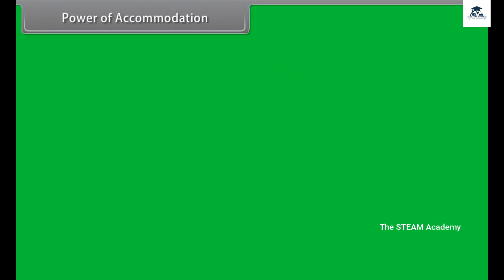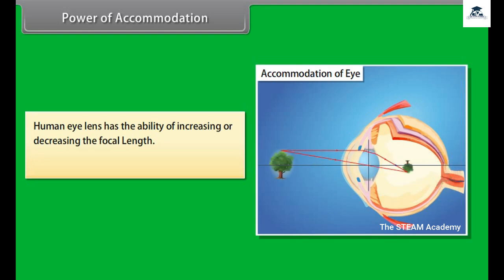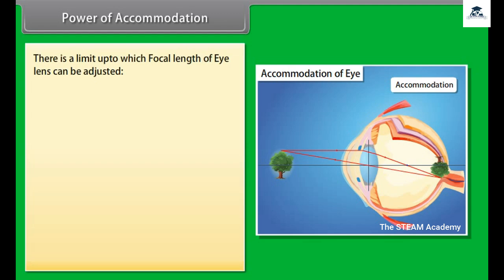Power of accommodation. Human eye lens has the ability of increasing or decreasing the focal length. It is known as the accommodation. Accommodation is achieved with the help of ciliary muscles. There is a limit up to which focal length of eye lens can be adjusted.